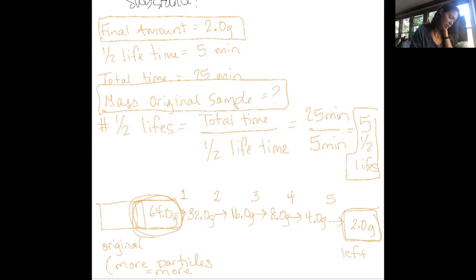Each half-life was 5 minutes, right? So the total amount of time that passed in the process of the 64 grams turning into 2 grams was 25 minutes.